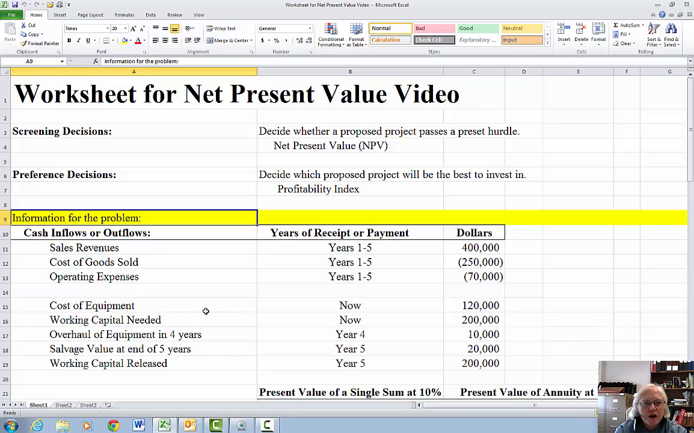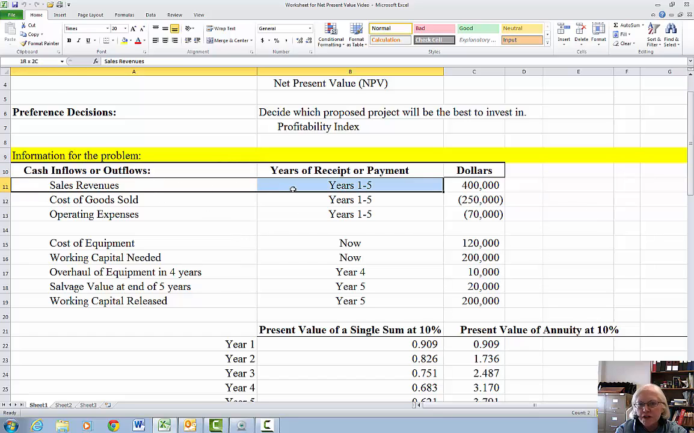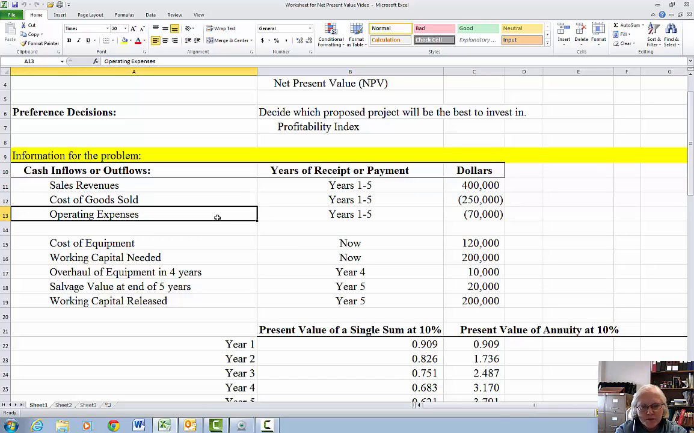The information for the problem that we're going to do a screening decision on using net present value: we're going to have cash inflows and outflows of these items. Sales revenue every year for 5 years, $400,000 a year. Cost of goods sold every year for 5 years at $250,000. Operating expenses every year for 5 years of $70,000.